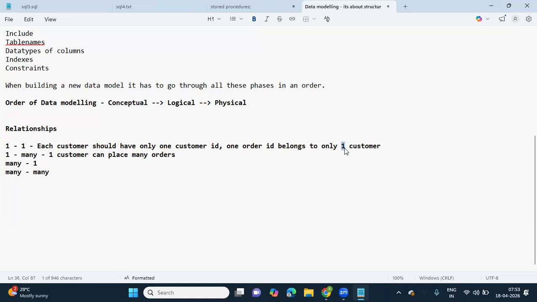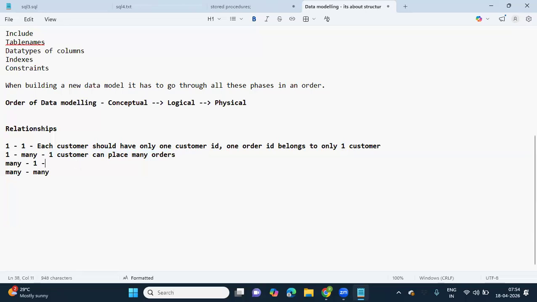That is possible, right? I'll be purchasing an AC and I'll be purchasing a fridge as well. I'll be purchasing a TV as well. So for the same customer, there is a possibility of having multiple orders. So that is the meaning of one to many. One customer can place many orders.